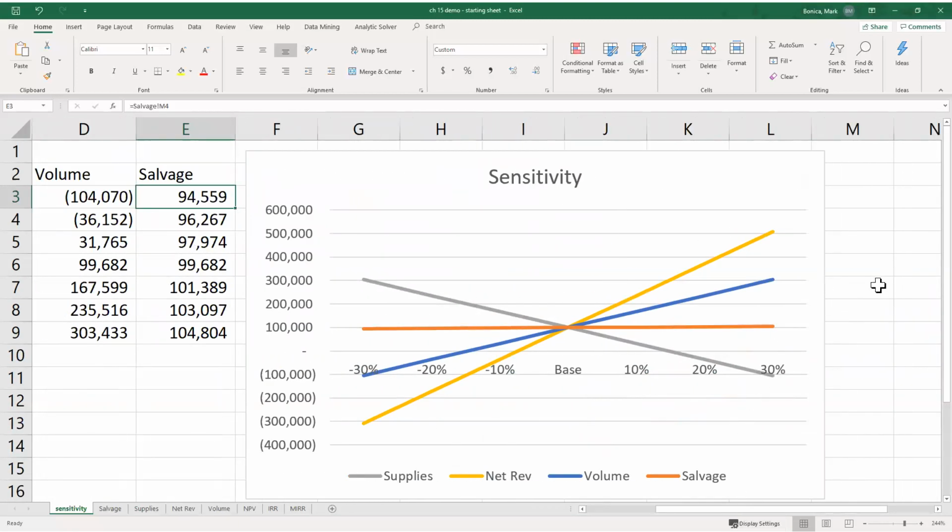So what we're going to do now is go beyond the sensitivity analysis, and we're going to work on scenario analysis. The difference between scenario analysis and sensitivity analysis is that in sensitivity analysis you're manipulating one variable and holding everything else constant. With scenario analysis, you're going to choose several variables to manipulate at the same time, and you're going to come up with different scenarios.